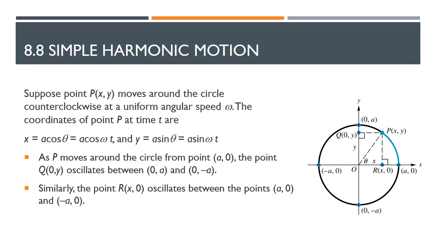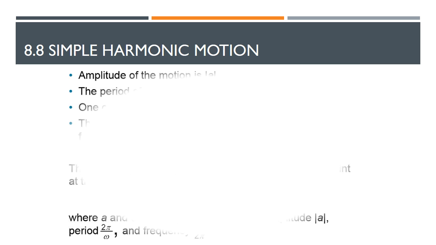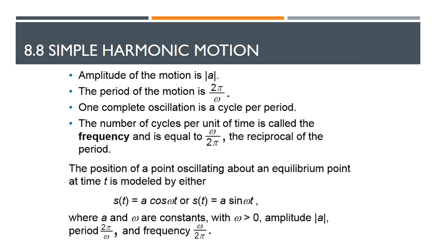Similarly, the point R, (x, 0), is going to oscillate between (a, 0) and (negative a, 0), so the x value is going to go back and forth between negative a and a also. And this is called simple harmonic motion. Now, a few things about simple harmonic motion. The amplitude of the motion is a.